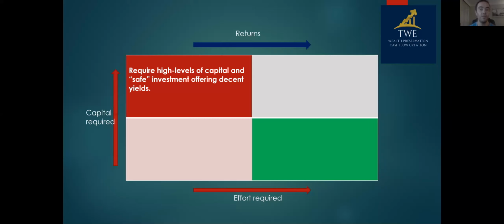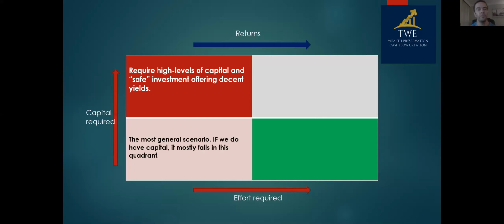Now, in today's day and age, finding decent yields in the traditional market is not very easy. Interest rates have been lowered significantly over the past few years. Not sure when you will be watching this video, but my estimate is that interest rates are not going to be increased soon into the future. Right, so that is the first quadrant.